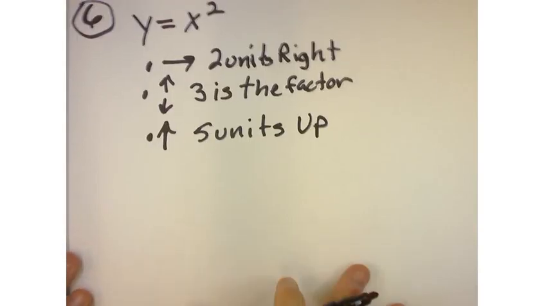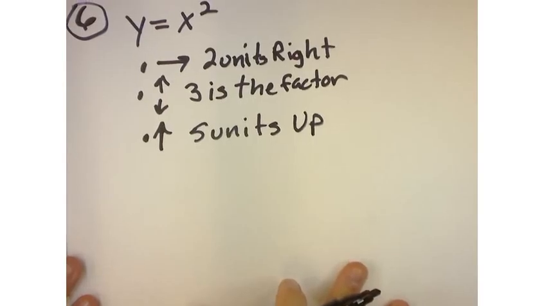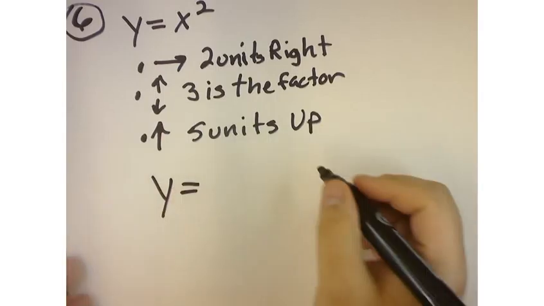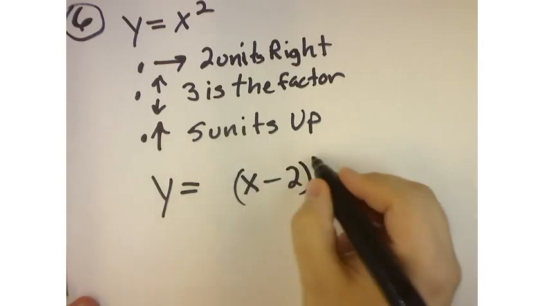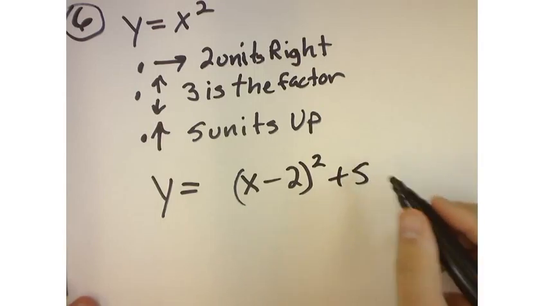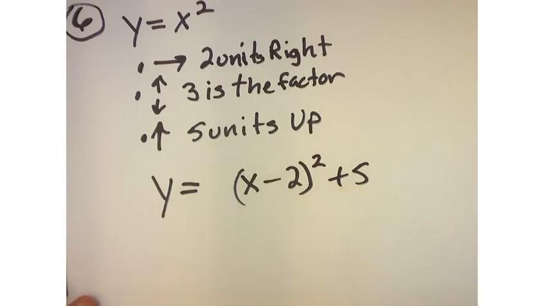So now how do I do that? Well, I say y equals (x minus 2) squared, plus 5, right? Is that right? So now the question that I have for you guys is, do I just put the 3 in the front?